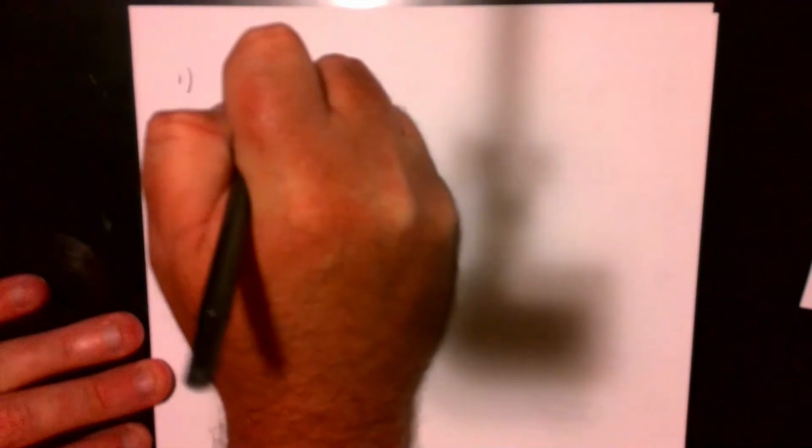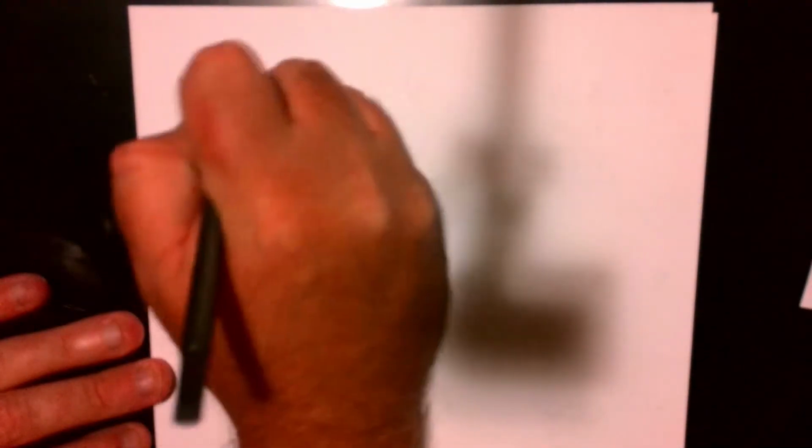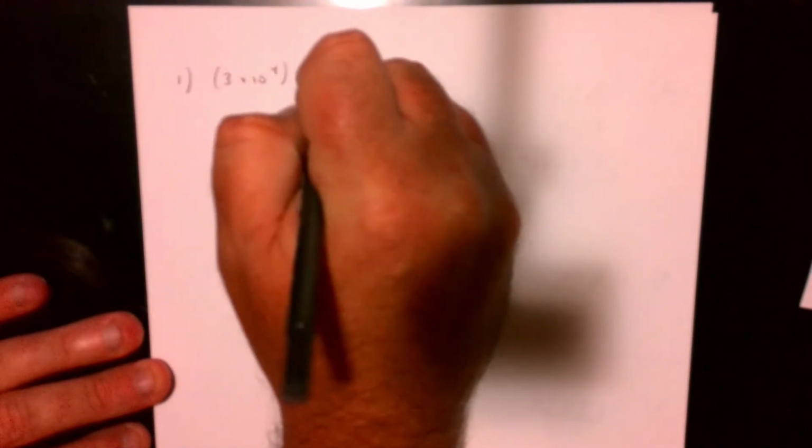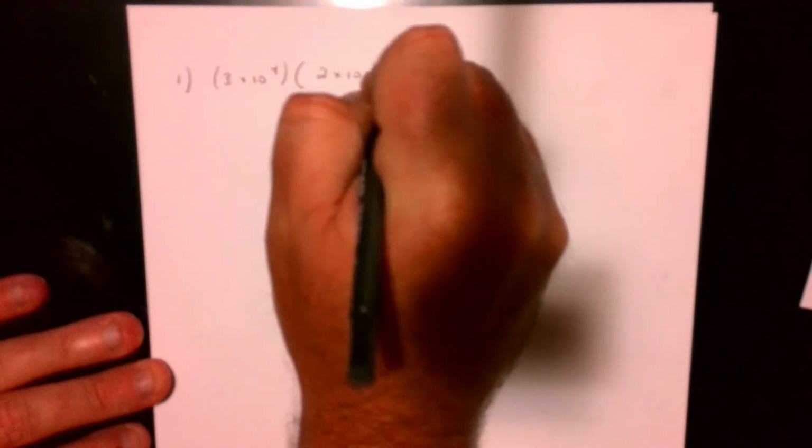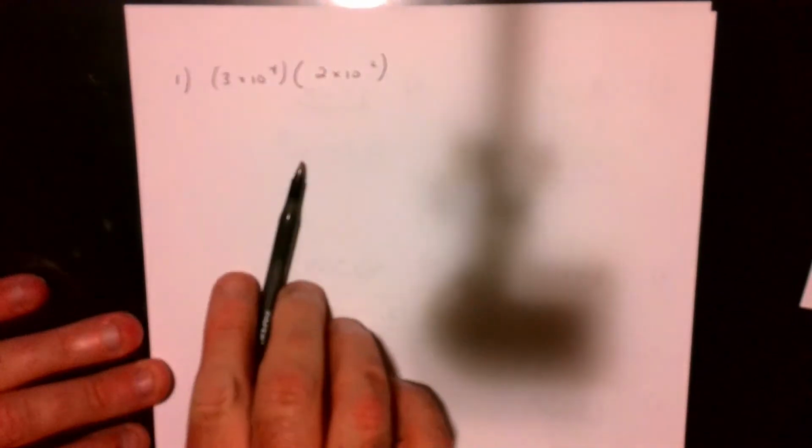And here's what we're looking at today. We have been looking at scientific notation, taking a number from standard form and writing it into scientific notation. Well, today, what happens when we have two numbers in scientific notation? So we have 3 times 10 to the 4th power, and we want to times that by 2 times 10 to the 2nd power. So we have two numbers in scientific notation, and we want to be able to multiply these together.